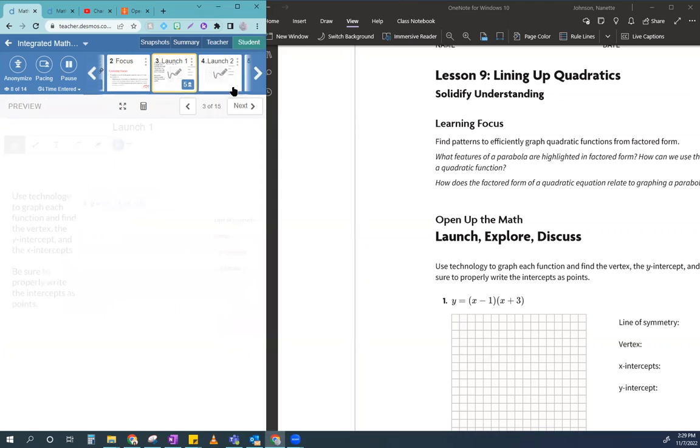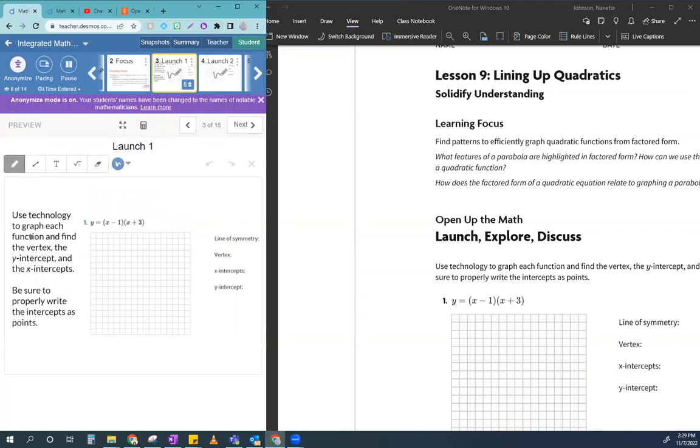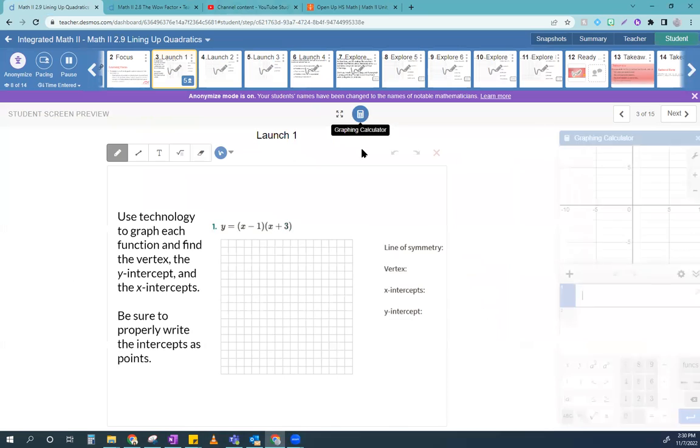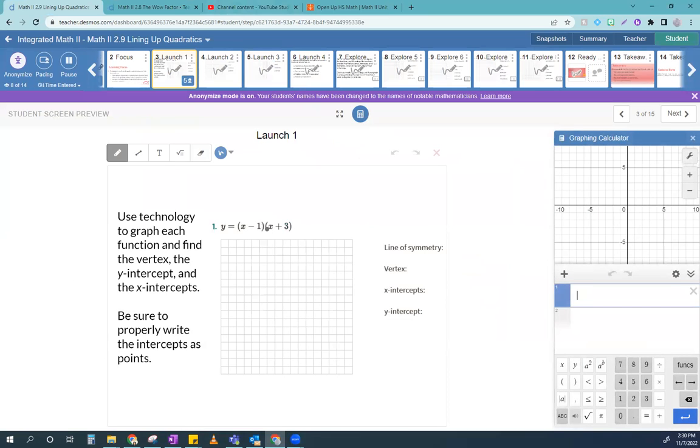So the very first thing I want us to start with is use technology to graph each function and then find the vertex and the y-intercept and the x-intercepts. Be sure to write the intercepts as points. Okay, so here's right up here, you guys can graph this exactly as you see it here. And then I want you to take notes on all of these things and then label them. Okay, so go ahead and take a second to do that.